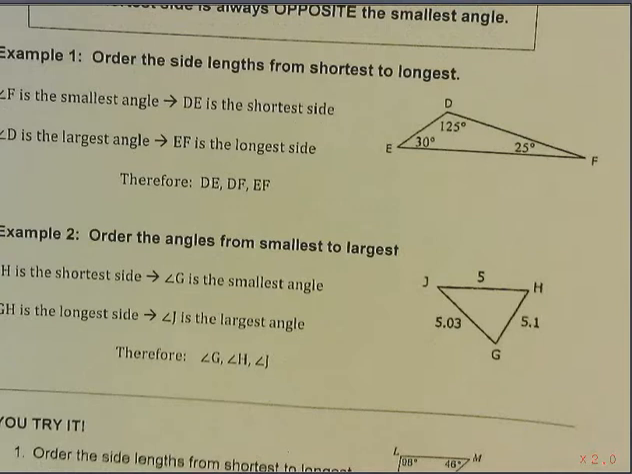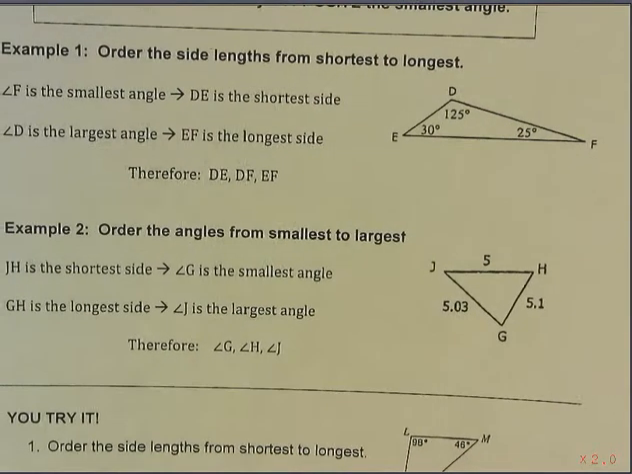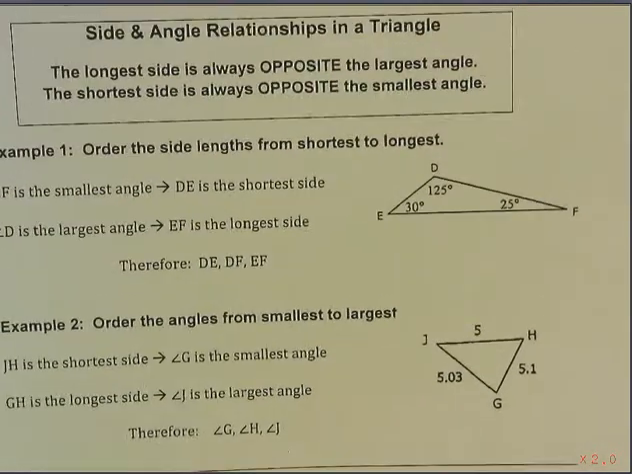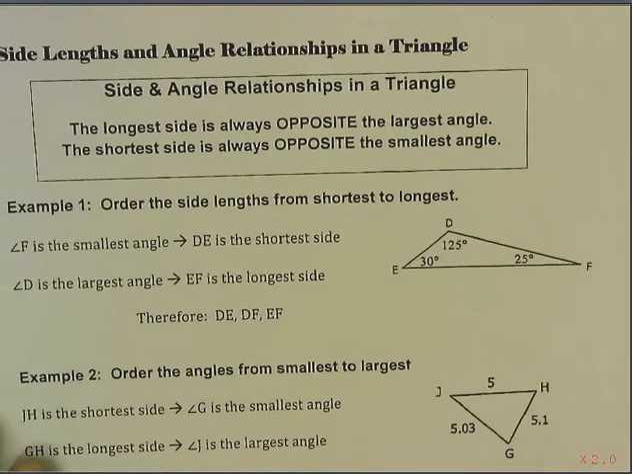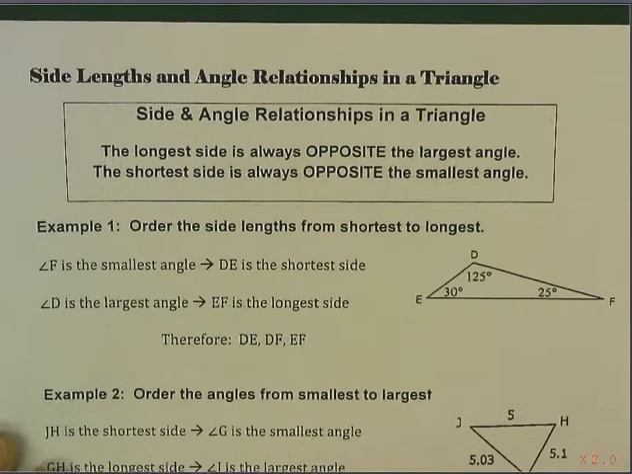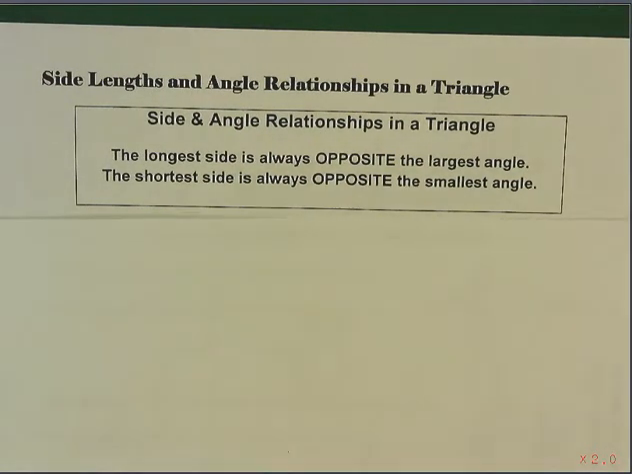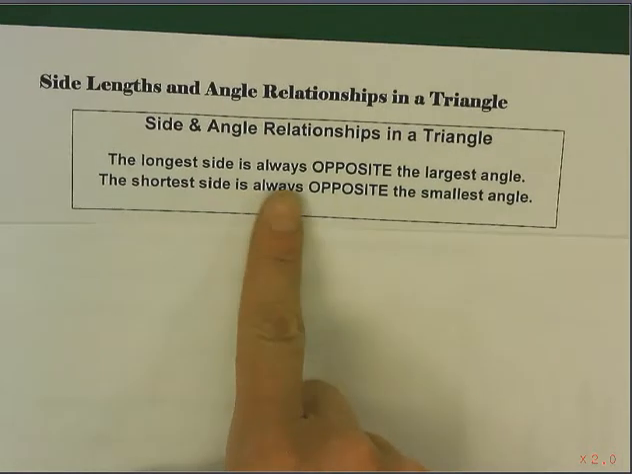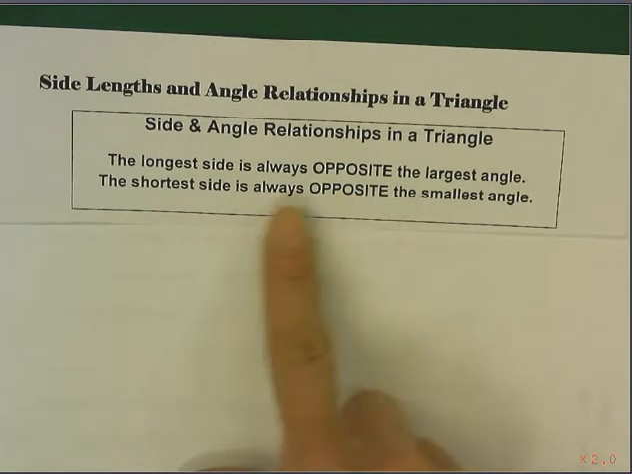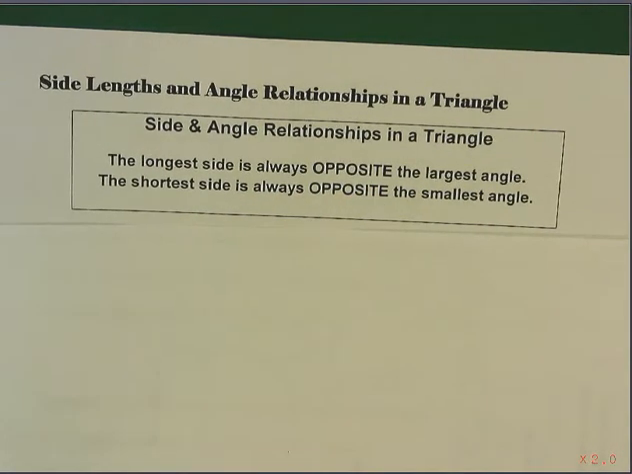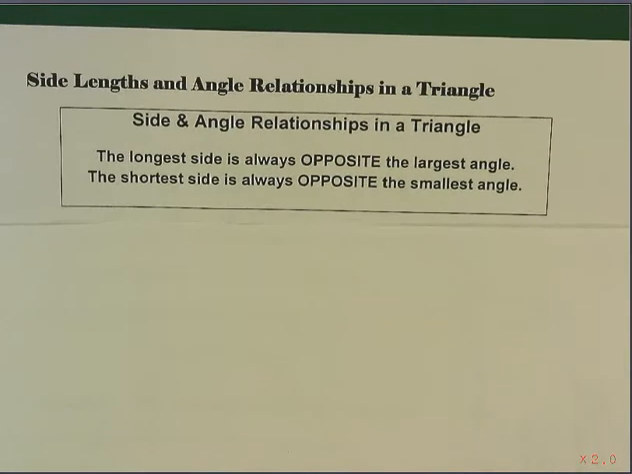All right, and the last idea with inequalities in triangles will be ordering angles or sides within a triangle. So what you need to remember is the longest side is always going to be opposite the largest angle, and the shortest side is always going to be opposite the smallest angle. Okay.